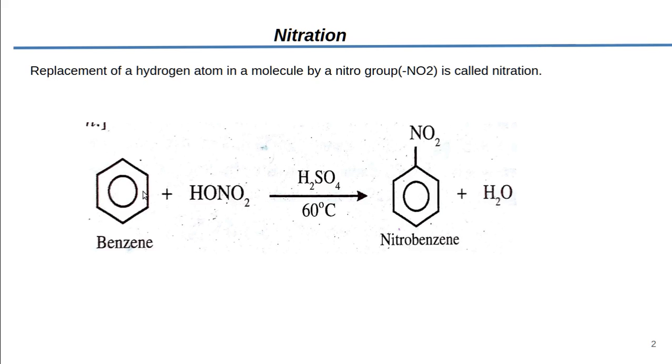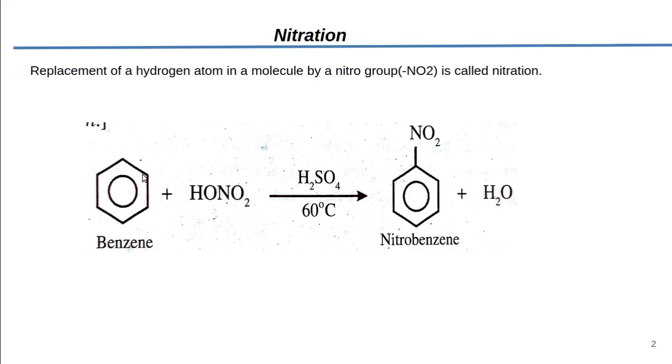When benzene is treated with a mixture of nitric acid and sulfuric acid at 60 degrees Celsius, we get nitro substituted benzene, that means nitrobenzene. In this reaction we are using a mixture of nitric acid and sulfuric acid. Nitric acid can be represented as HONO2.